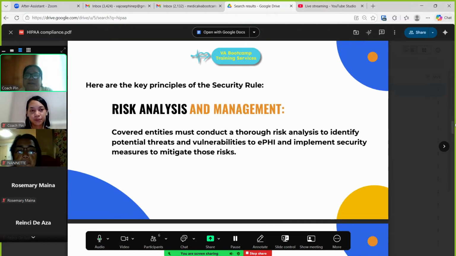So here are the key principles of the security rule. So risk analysis and management. So covered entities must conduct a thorough risk analysis to identify potential threats and vulnerabilities to EPHI and implement security measures to mitigate those risks. All right.